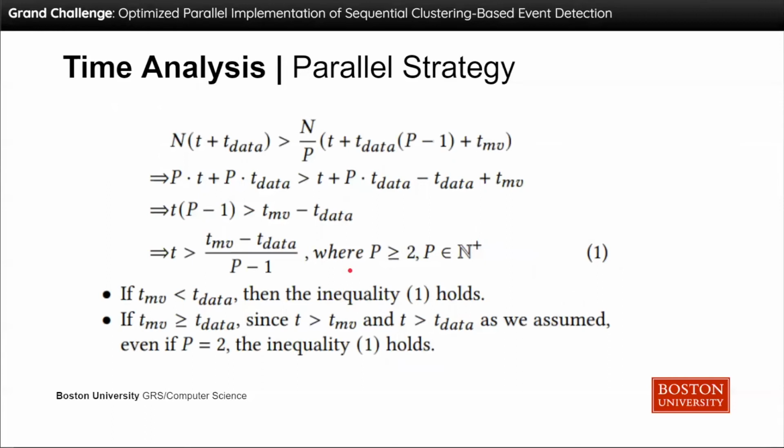To prove our parallel strategy, we assume that t is greater than t_mv and t is also greater than t_data, which is reasonable, and we derived an inequality which always holds, which means our parallel strategy is always faster than the naive one. Next, we will discuss some challenges we met during this project and give some solutions.